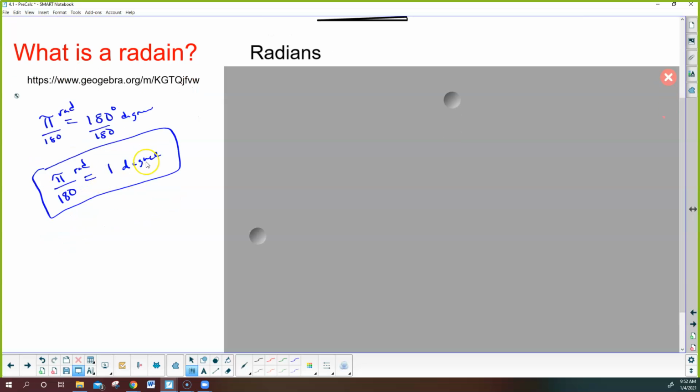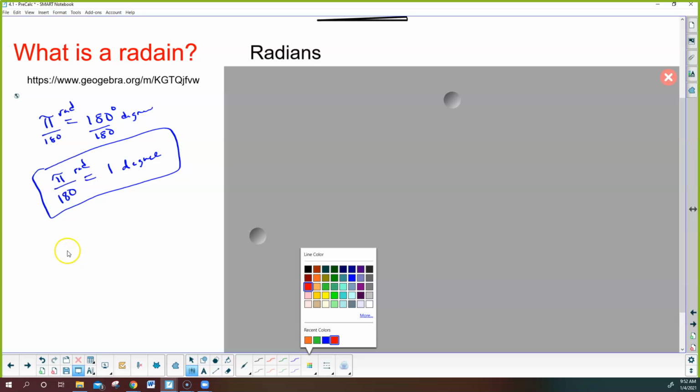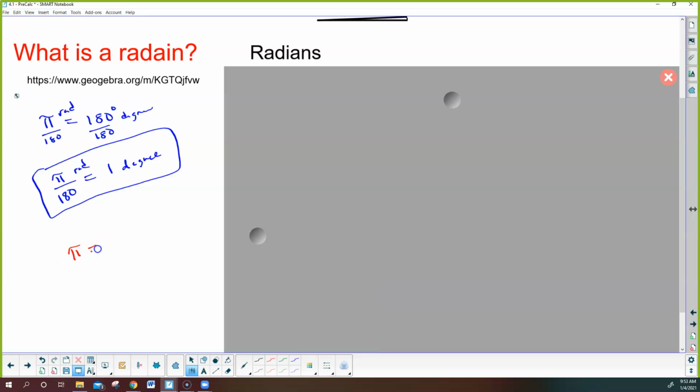Okay? Or what if I flipped that around? What if I had, we know that pi is equal to 180 degrees. So what if I wanted to figure out what 1 radian is equal to? So I divide by pi. That would leave pi over pi is 1, and that's radians. So 1 radian is equal to 180 over pi degrees. And I know this doesn't make a ton of sense yet, but it will. Those are my two conversion pieces.